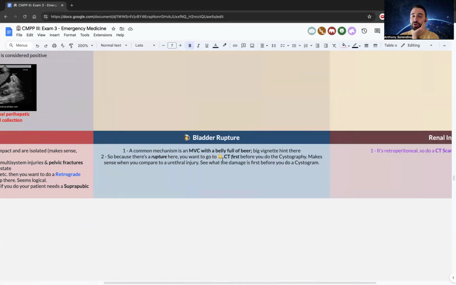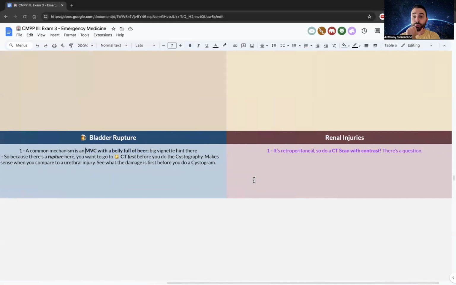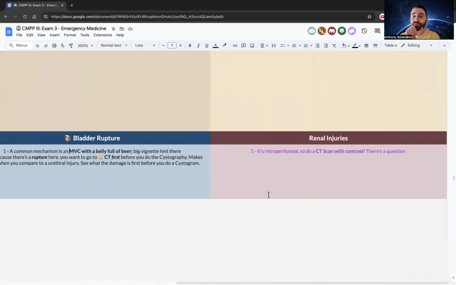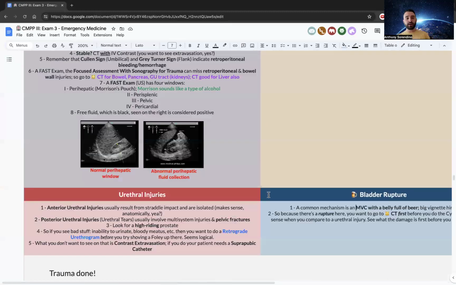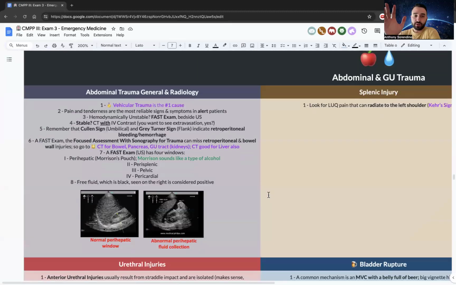For a bladder rupture, you do a CAT scan first before you do cystography. So look for, on a vignette, somebody who just left a bar with a belly full of beer getting into a car accident, renal injuries. Oh, so retroperitoneal. So I kind of skipped over this. So that's important. The FAST scan is useful.